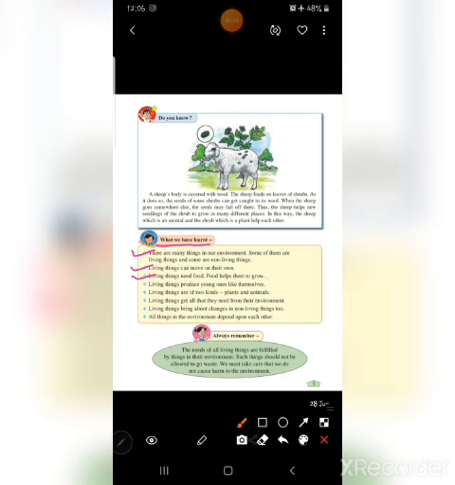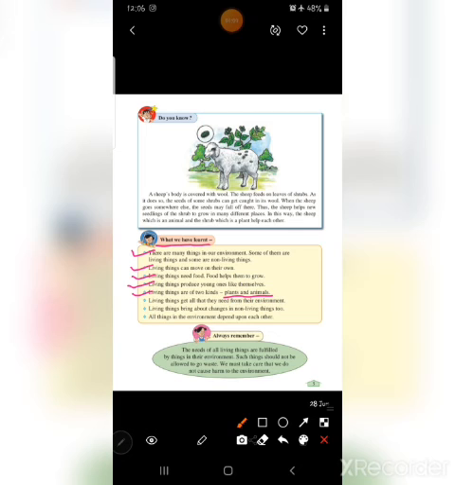If food is not there, then what will happen? We will not get energy. Living things get energy from food. And if energy is not there, they can't live, they can't survive, they can't grow. Living things produce young ones like themselves. Living things are of two kinds. Kinds means types, two types, that is plants and animals.